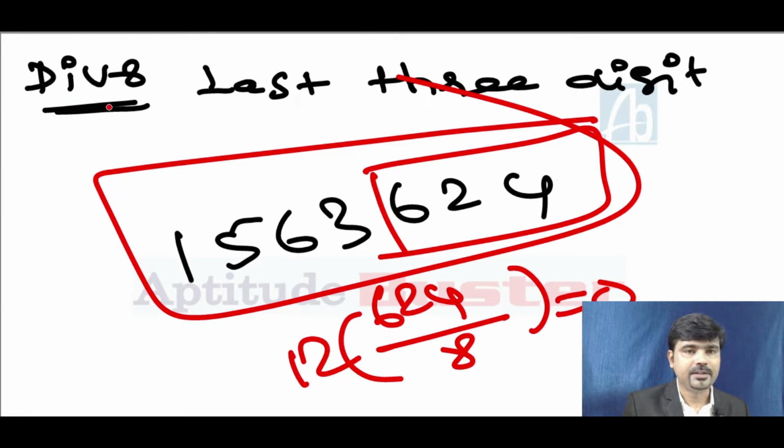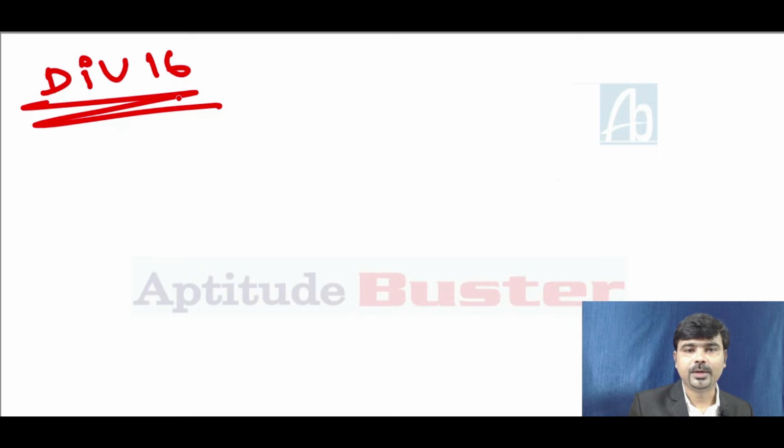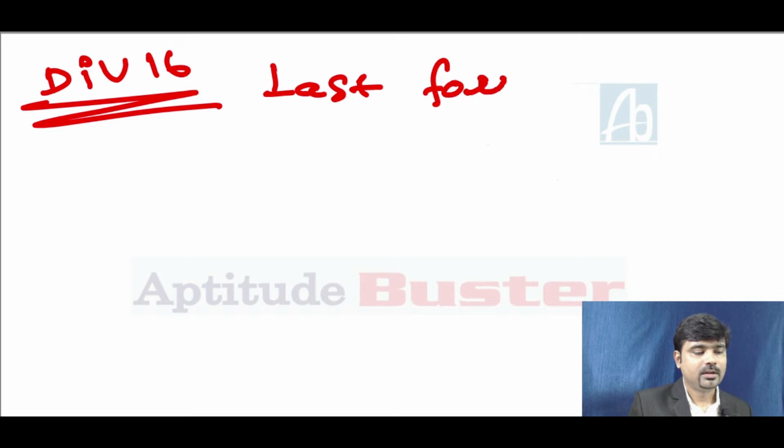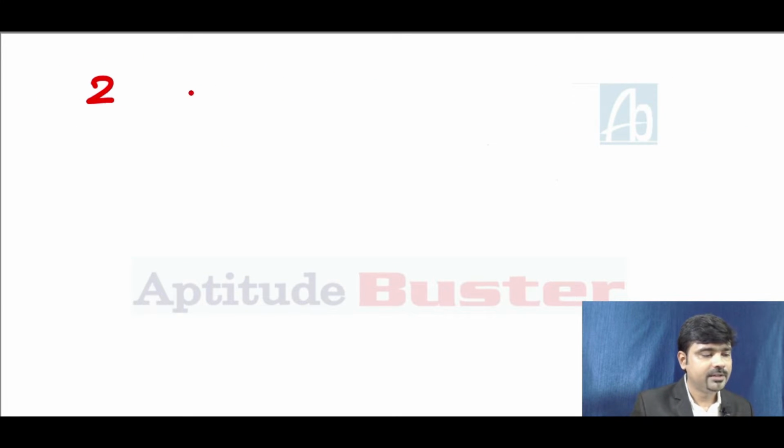We understood the divisibility rule for 2, 4, and 8, and for 16, the last 4 digits should be divisible by 16. From this you can understand a similarity among the divisibility rules for 2, 4, 8, and 16.